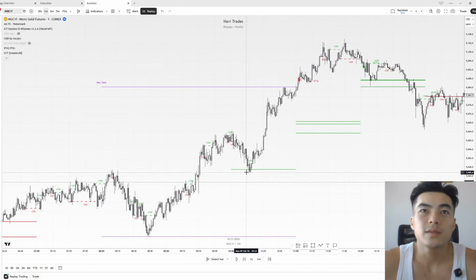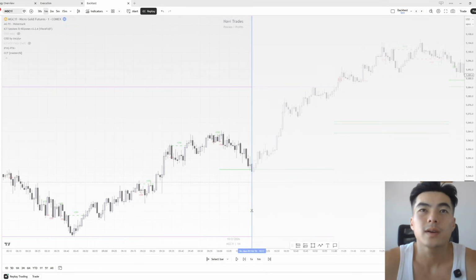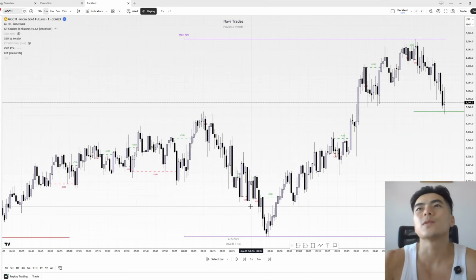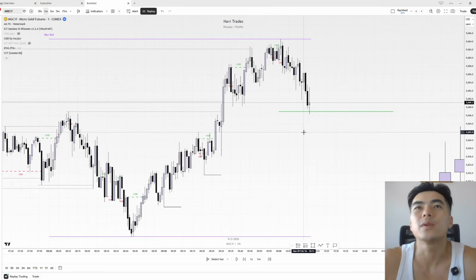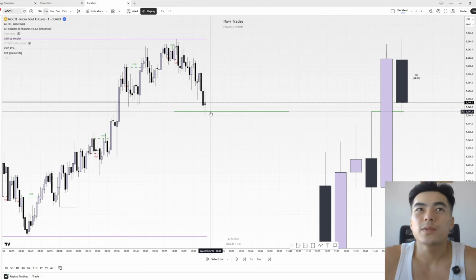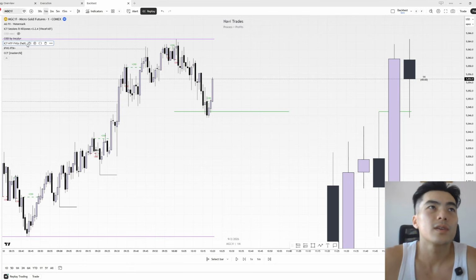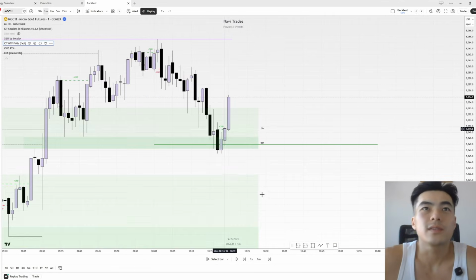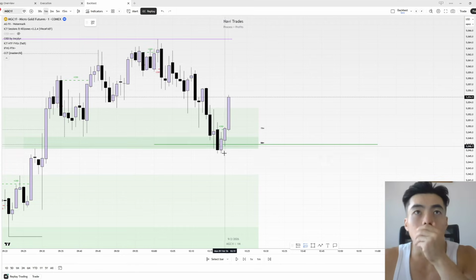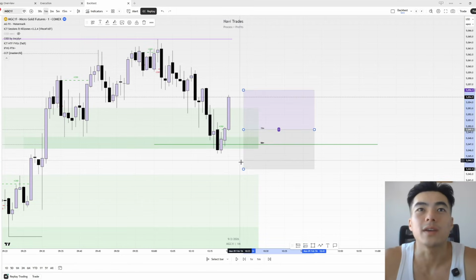New York session? Ooh, possibly something here. I think this was a nice setup from what I recall. Bullish point of interest to work with. Gets engaged, followed by a change in state of delivery. And higher time frame FEGs are aligned. Perfect.